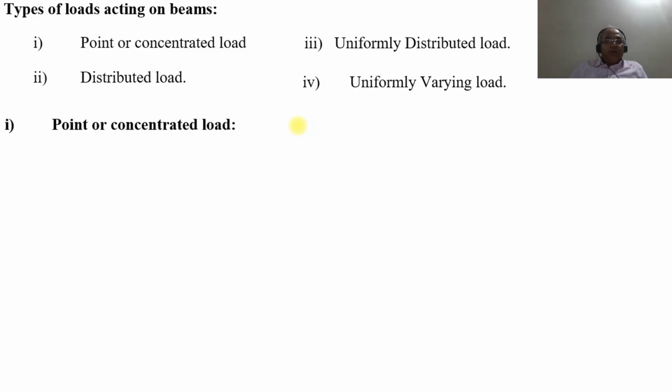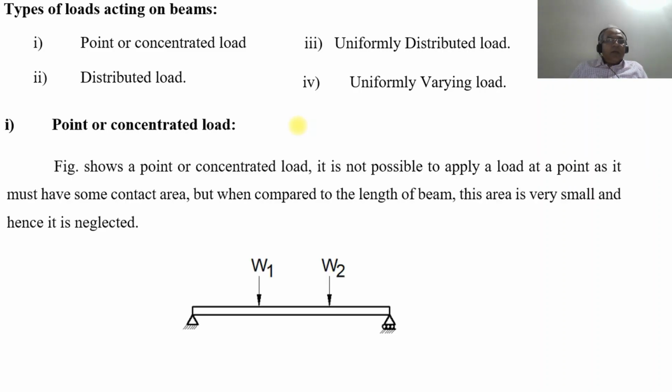First we are going to take up the point or concentrated load. In this figure, these are the point loads, W1 and W2. It is not possible to apply a point load at a point, as it must have some contact area. The area should be there to apply a load. But when compared to the length of the beam, this area is very small, so it is neglected.